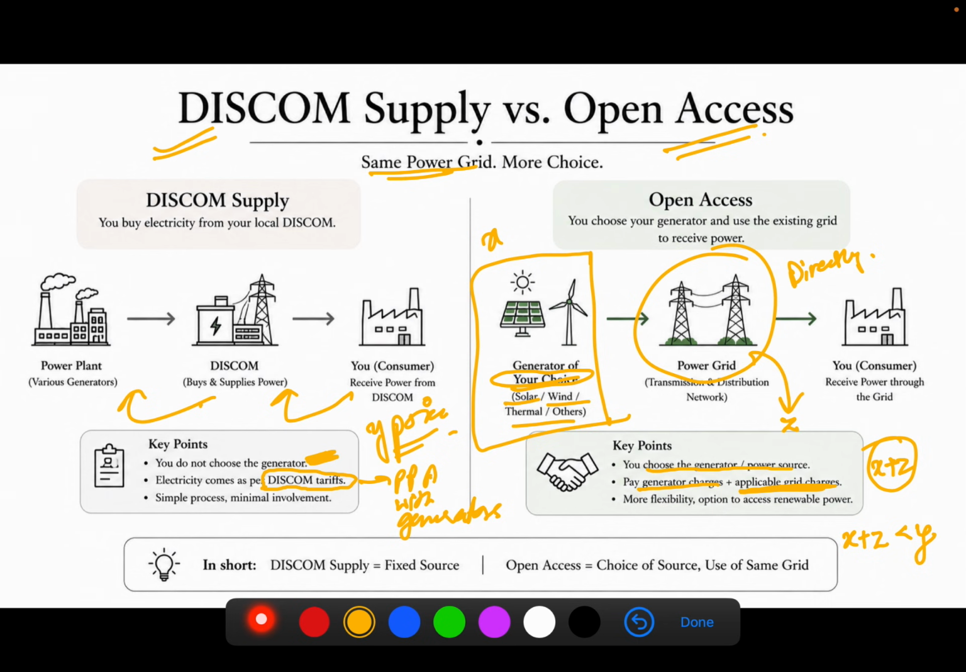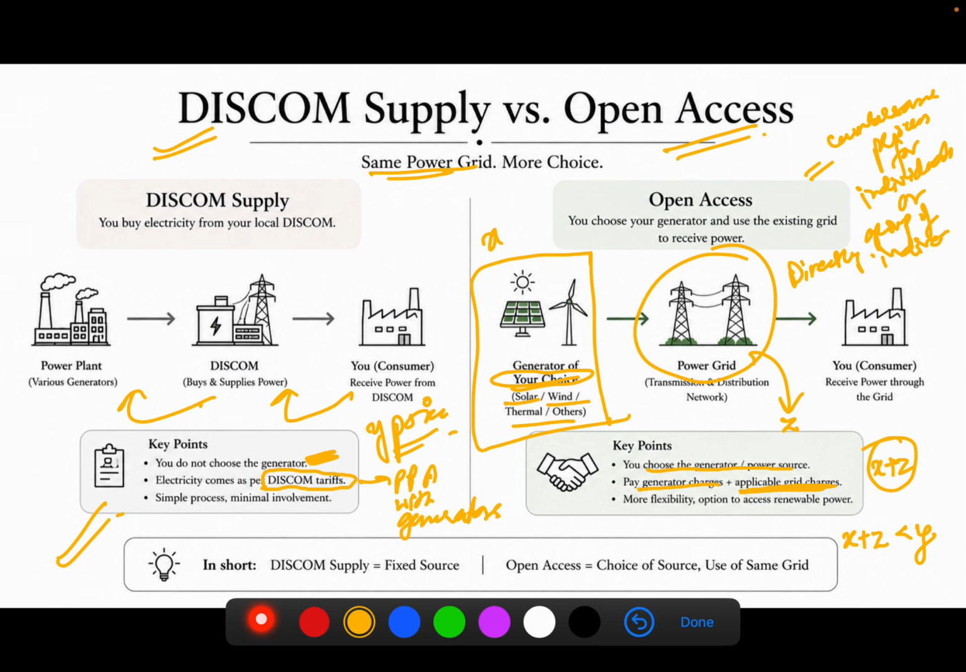Here the process is simple and we do not need to get much involved in the case of DISCOM. But in the case of open access, even though we are getting more flexibility and power sources, we need to get involved in all the processes and in the contract. So it is a little cumbersome process for individuals or group of individuals.